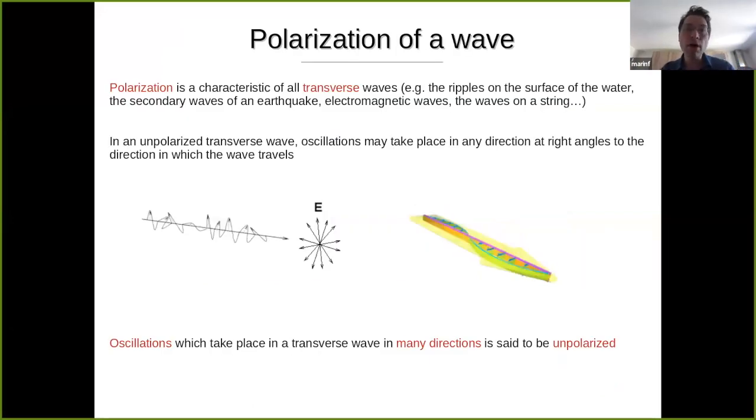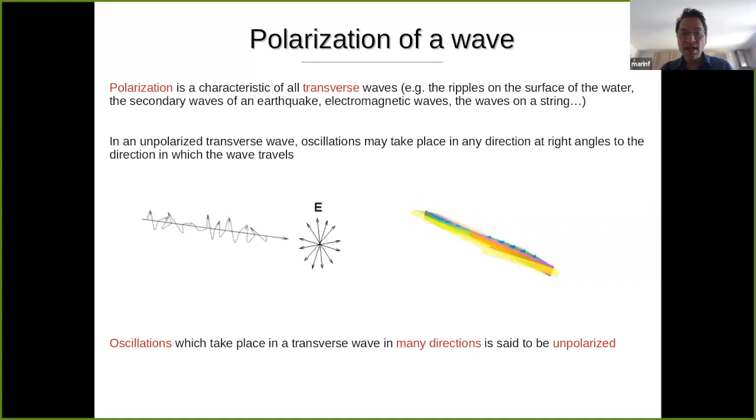Here, I just want to remind the audience of some very simple concepts about polarization, and in particular, the polarization of a wave. Polarization is a characteristic that is common to all transverse waves. Examples of those transverse waves are, of course, photons, electromagnetic waves, but you can think about waves on a string, the ripples on the surface of water, or many other examples. If you take this kind of transverse wave, then oscillation may take place in any direction at right angle to the direction of propagation. And in this case, we just say that it's unpolarized.